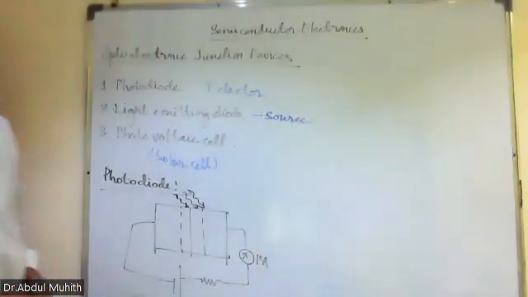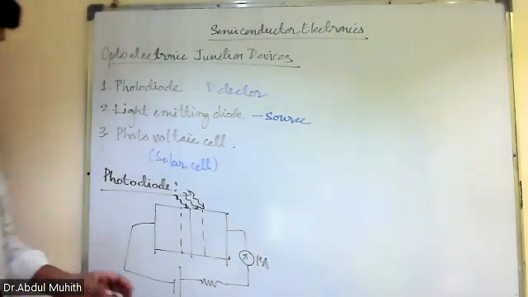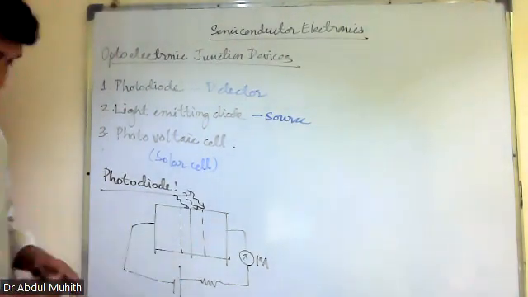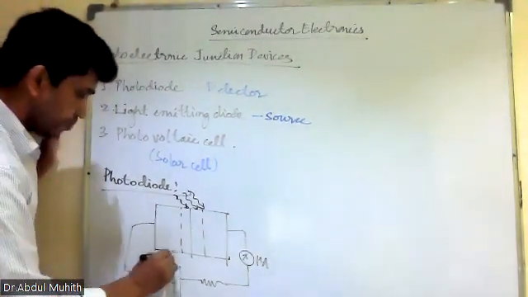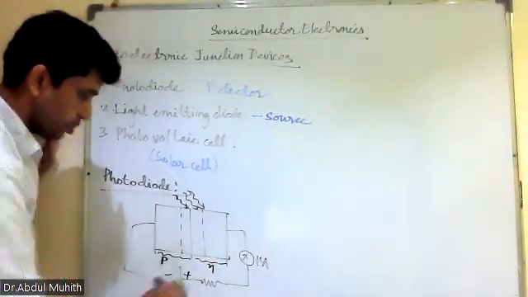Repeating, okay? What are we doing here in photodiodes? Listen here. So this is a PN junction diode. This is the P side and this is the N side. And this is negative and positive.